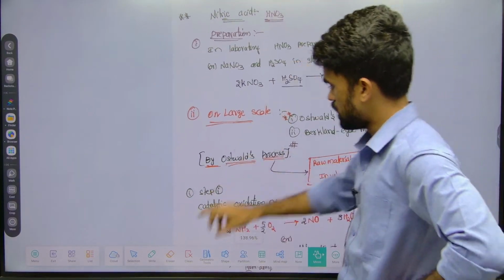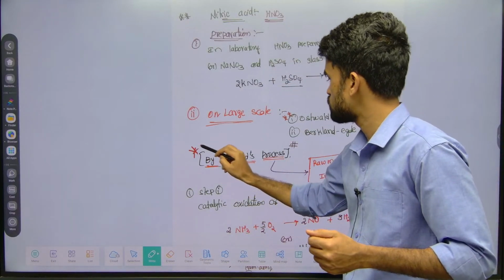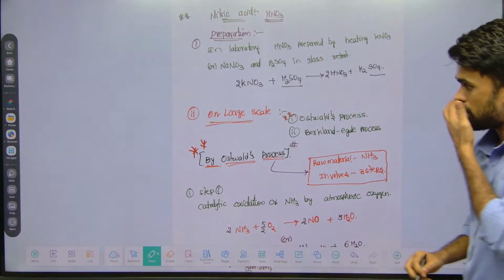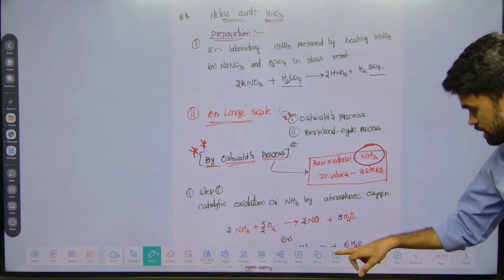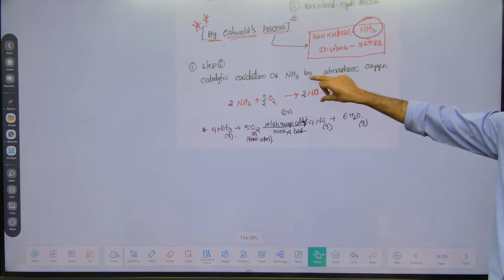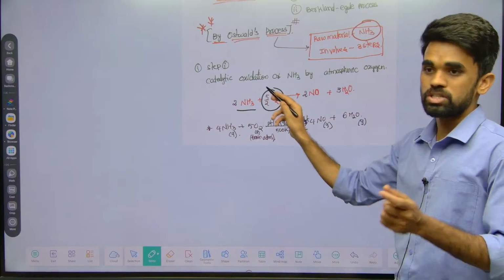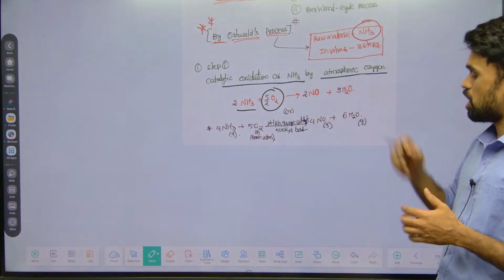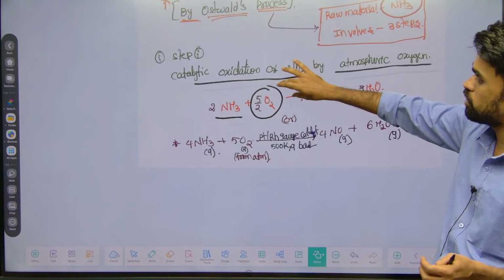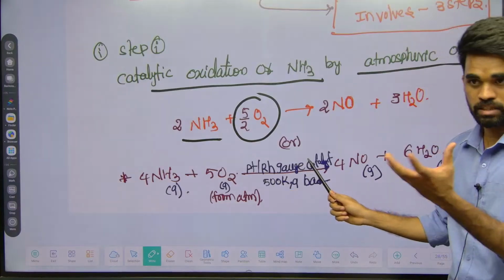What is the industrial method? An important question in the exam is Ostwald's process. What is the raw material you are using there? Ammonia, and it involves 3 steps. First one is treating ammonia with oxygen, the catalytic oxidation of ammonia by atmospheric oxygen. During this process you will use a catalyst. What is that catalyst? Rhodium platinum gauze.